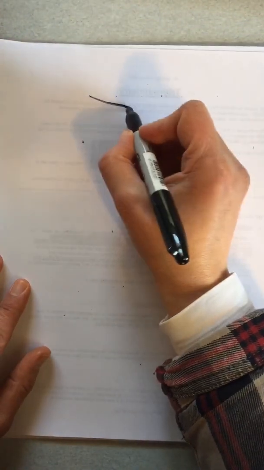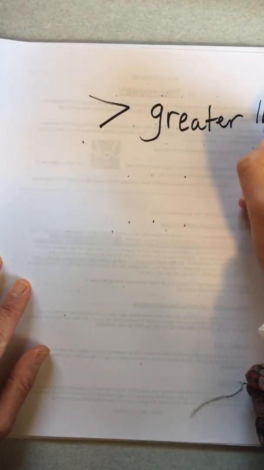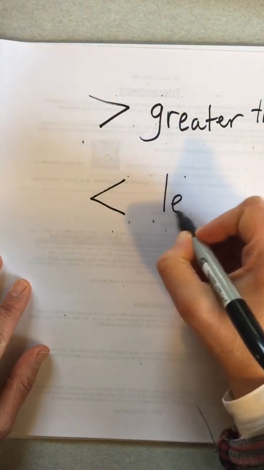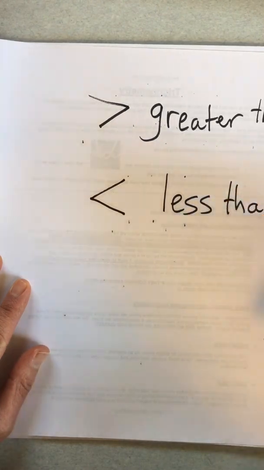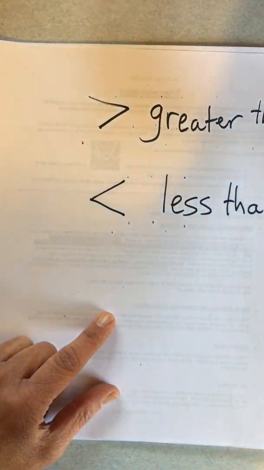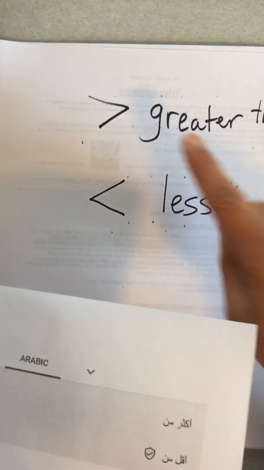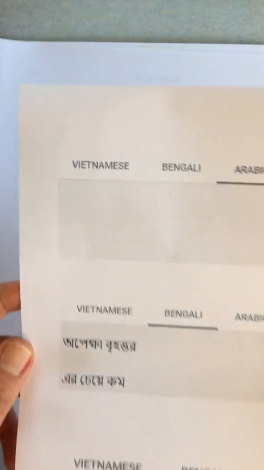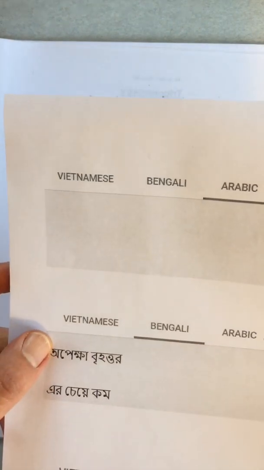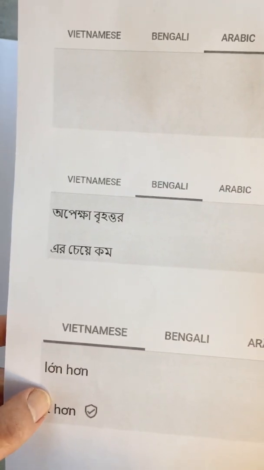So this brings me to greater than, and less than. Greater than, bigger number; less than, smaller number. Let's do the translation. In Arabic, greater than, less than. In Bangla, greater than, less than. In Vietnamese, greater than, less than.